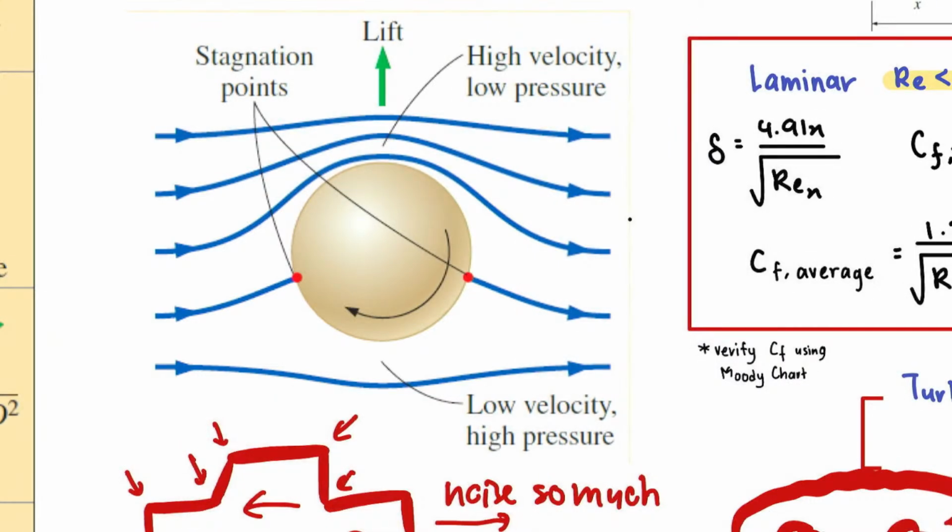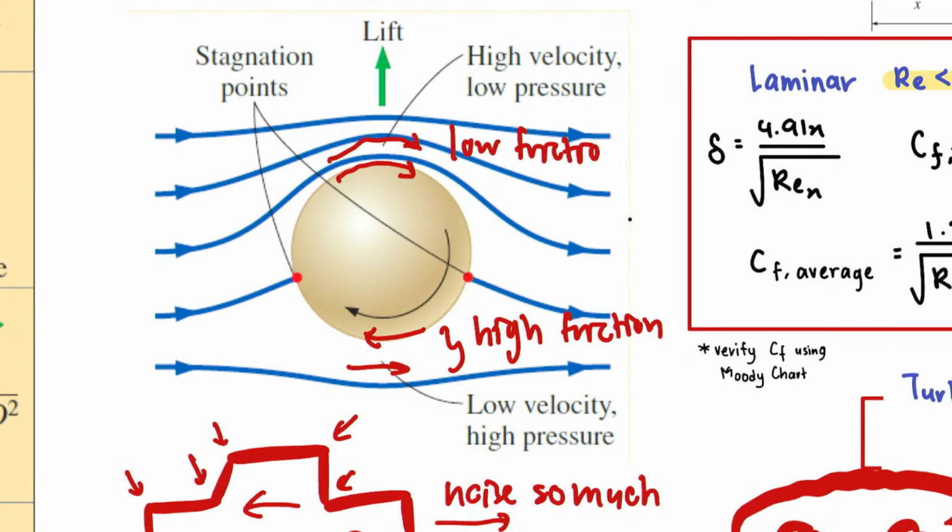Okay. So when the body velocity is against the velocity of the fluid, it will have a very high friction. If the body is in the same direction as the flow, it will have very low friction. Okay, so what does that mean?